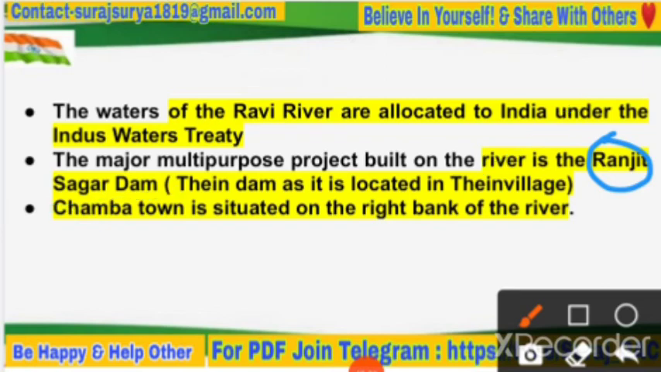Then you will come to know about Chamba town. Chamba town is situated on the right bank of the river. That is the important point. Chamba town is situated on which river? That is the right bank of the river Ravi.